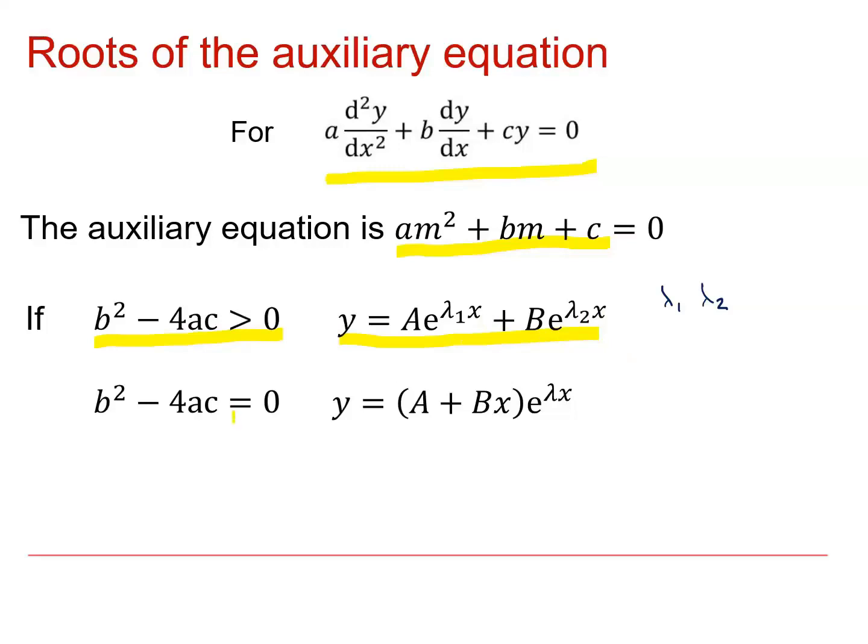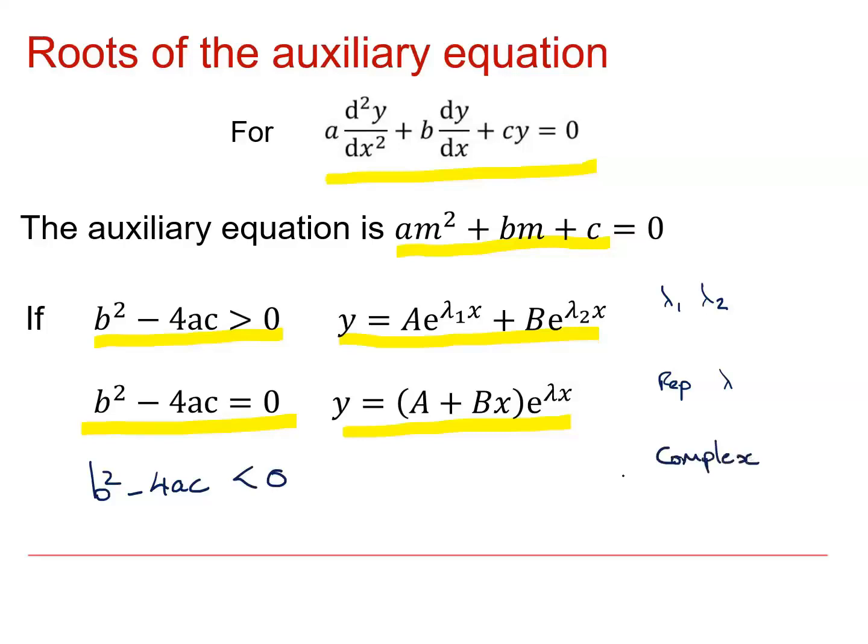If we have b squared minus 4ac equal to 0, then we get a repeated root, let's call that lambda, and in which case we get a general solution a plus bx e to the lambda x. We're now going to consider what happens if b squared minus 4ac is less than 0, in which case we'll get complex roots here, and we need to look at how that affects the general solution.